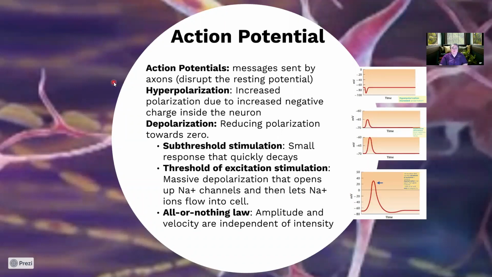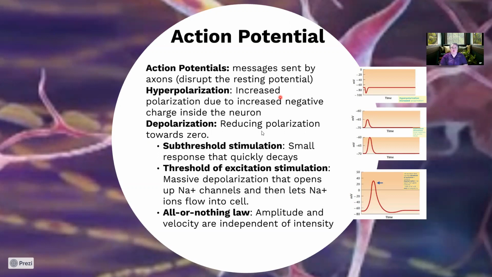Action potentials are messages sent by axons which will disrupt the resting potential. Hyperpolarization is when there is increased polarization due to an increased negative charge inside the neuron. So remember, going back to that negative 70 millivolts, it's already negatively charged inside that neuron. So if we add any more negative charge, that is going to make it even more negative and therefore hyperpolarized.